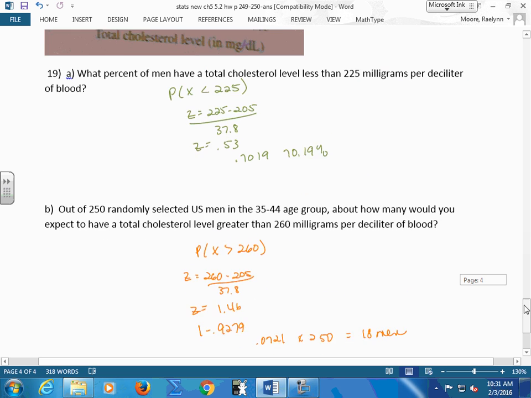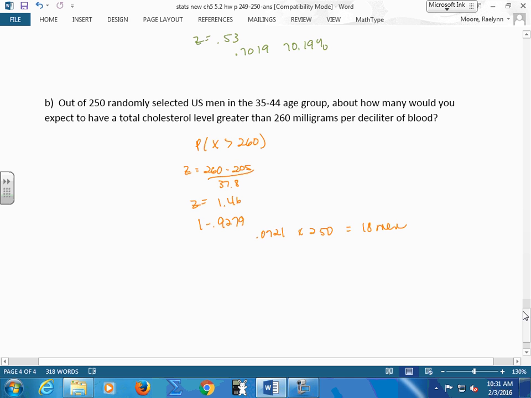Okay, and your last one, again, out of 250 randomly selected men in this age group, how many would you expect to have a cholesterol level greater than 260? Find your area first, and then calculate off your percentages. Don't forget to subtract it from 1 because you're greater than.